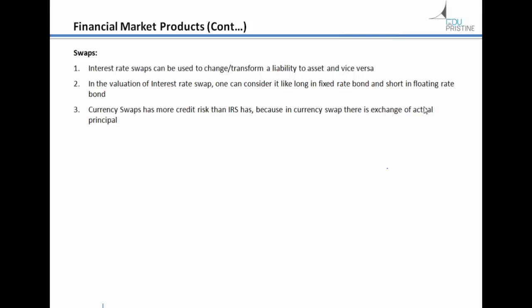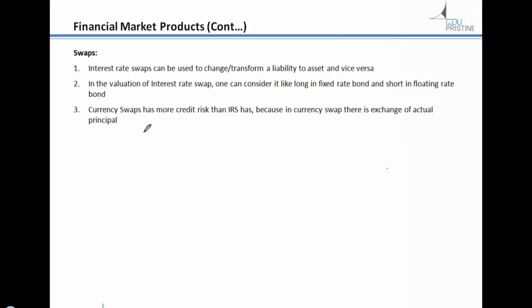Swaps form an important part, and are sometimes very difficult to calculate. Interest rate swaps can be used to change or transform a liability to an asset, and vice versa. The best way is to take an example of a bond. You have issued a bond, and you are, suppose, a floating rate payer on it, and you expect the interest rate to increase. You want to become a fixed rate payer. How do you do that? Just by getting into a swap agreement, and you can transform your liabilities.